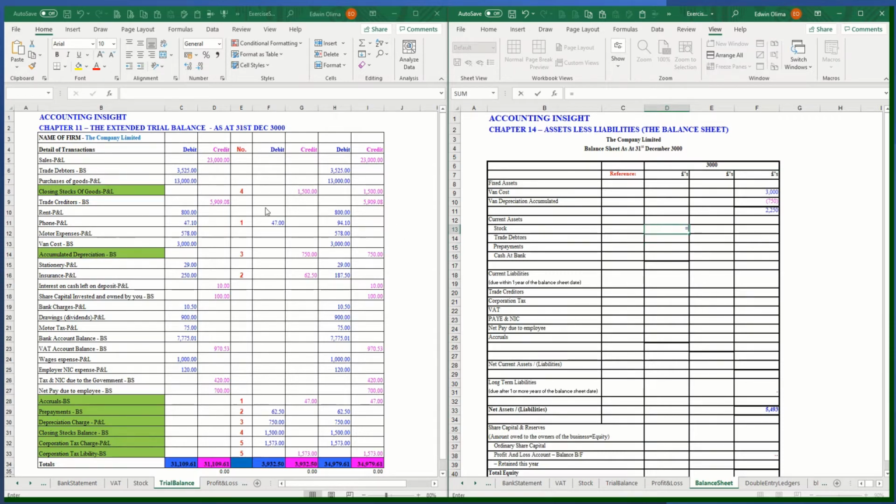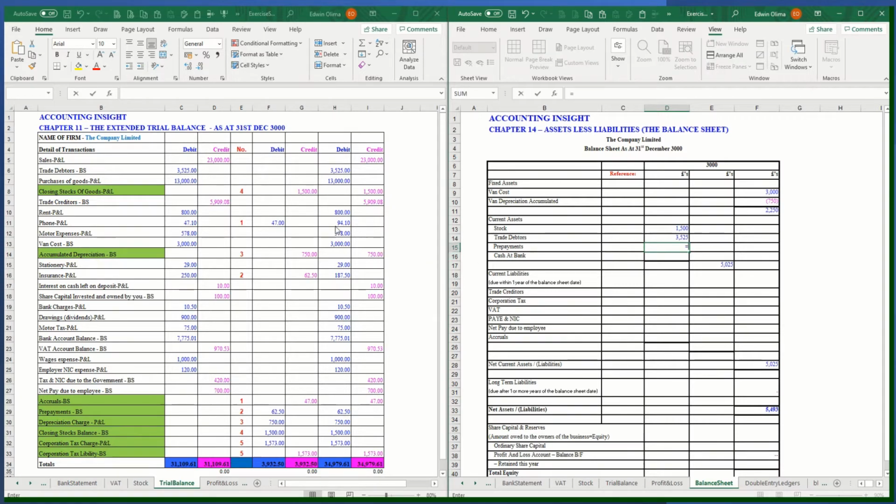It is here. Let's see where my cursor is going. Trade debtors, so people who have yet to pay for computers we've sold them. That is here, 3,525. Prepayment, so where we've paid for insurance, in this case for next year as well, so that's an asset to the business, it hasn't been used.